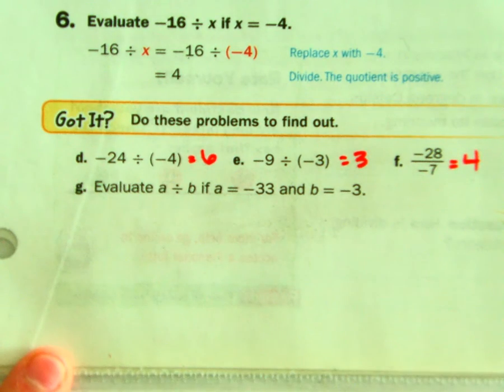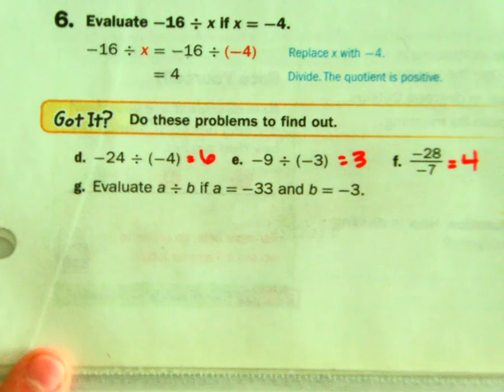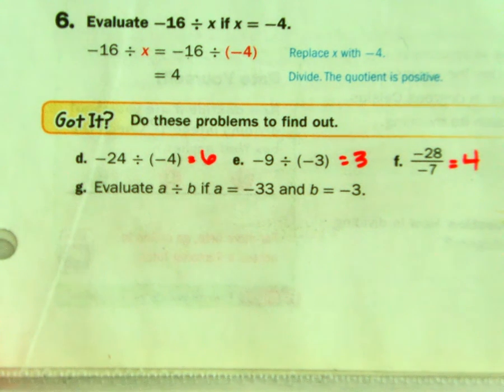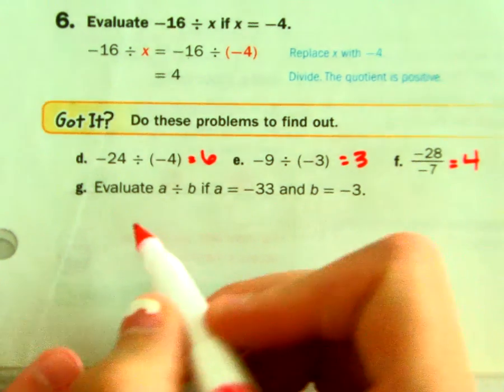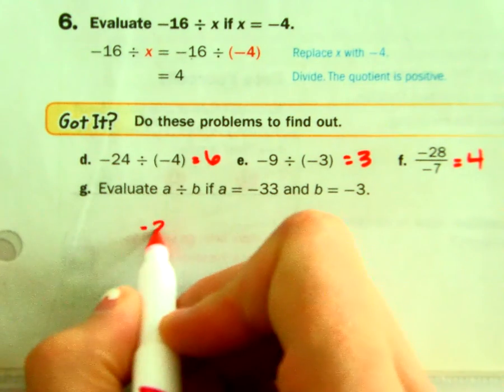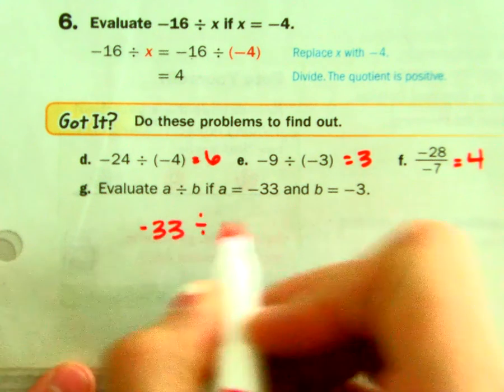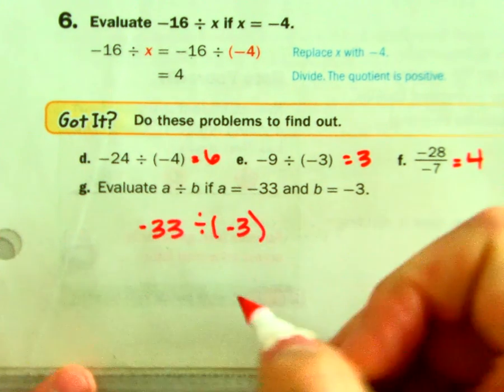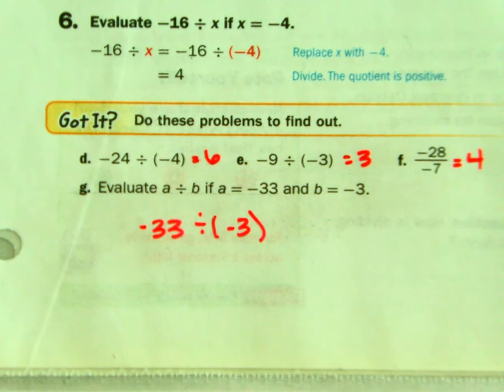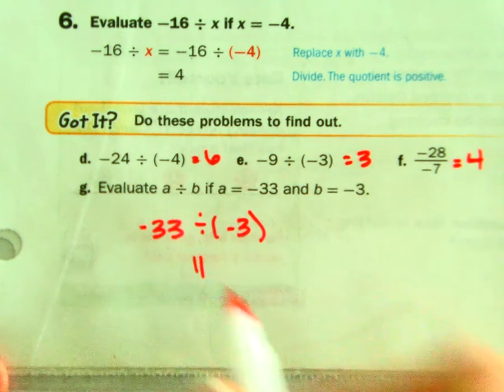Okay, to evaluate A divided by B, if A equals negative 33 and B equals negative 3. Again, when we evaluate, we're substituting those values in. So we need to fill in what they tell us A is, what they tell us B is. So A, they said, was negative 33, divided by B, which they told us was negative 3. So now I have negative 33 divided by negative 3. Again, a negative divided by a negative is a positive. 33 divided by 3 is 11.